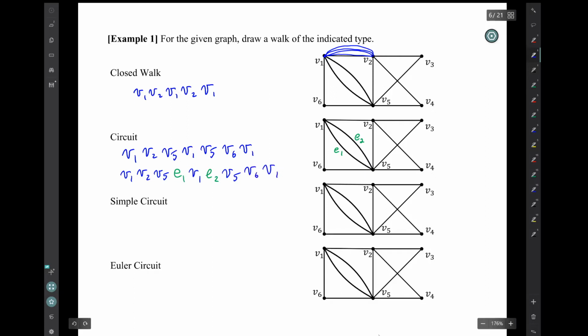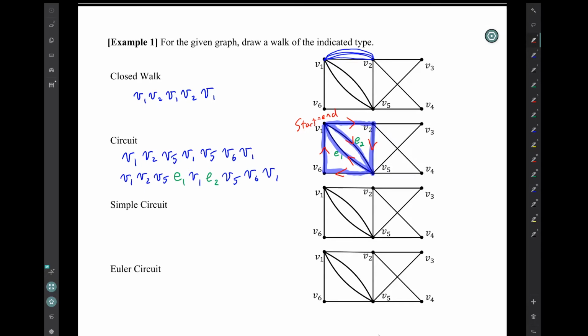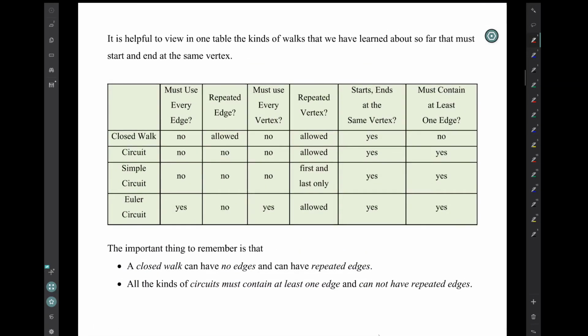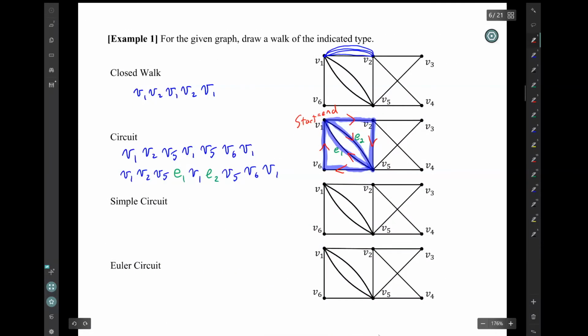There's my circuit. I can highlight it in blue, and I can add arrows to indicate the direction of travel and the start and end point. Now, simple circuit. What's up with that? Simple circuit is similar to a circuit except that the only allowed repeated vertex is the first and last one. So a good simple circuit would be this one.